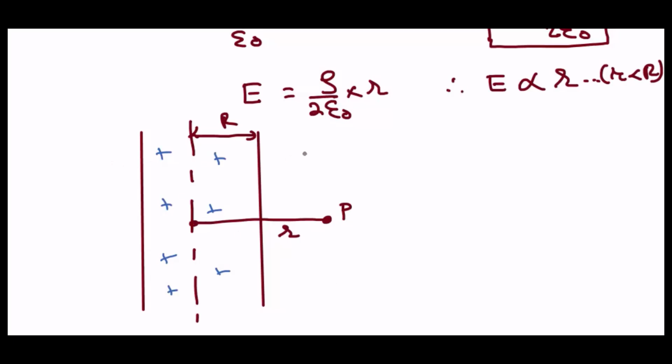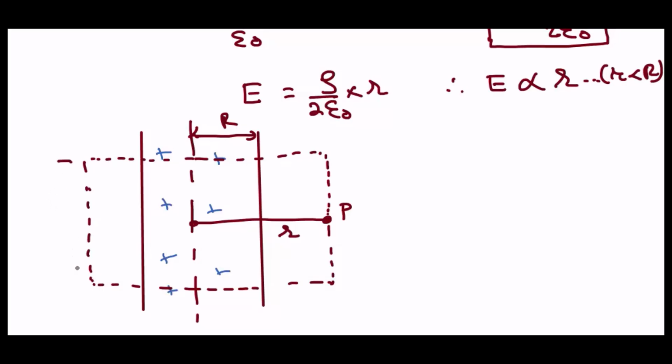So again we do the same thing. We imagine a Gaussian surface such that it is symmetric. So I am choosing a cylinder, and this distance L, and radius is of course r. So this Gaussian cylinder has length L and radius r, and the charge is, as we saw, inside this cylinder.